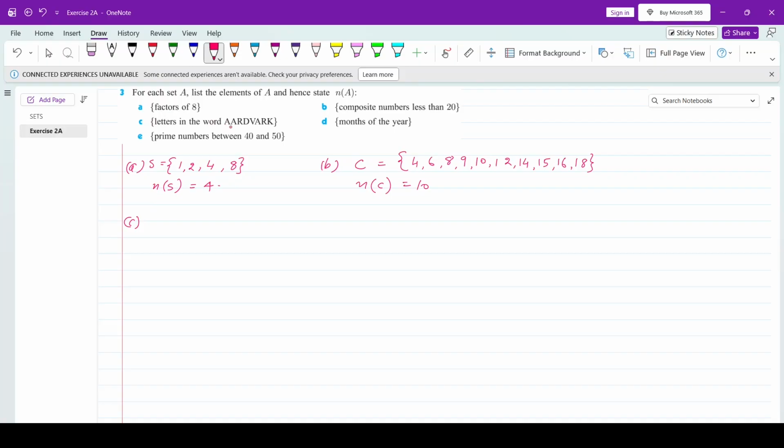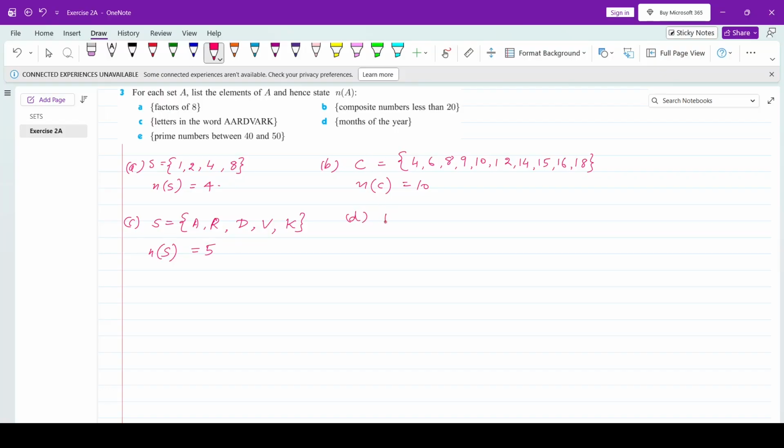Part C, letters in the word. So let's say the name of the set is S. So we have A. And one more thing about sets. If something repeats, we don't write it more than once. So for example, here A is coming 3 times. So we won't repeat A more than once. That will be A, R, D, V, K. So n of S is equal to 5.